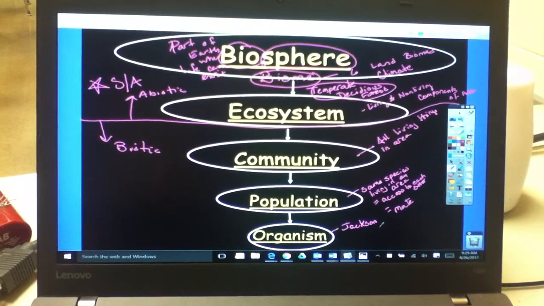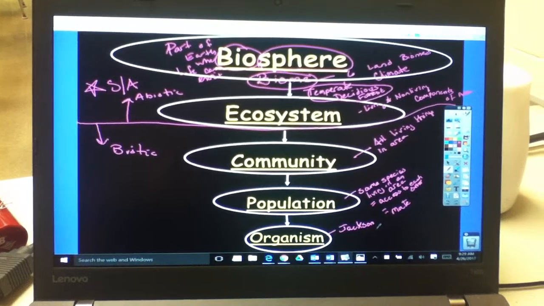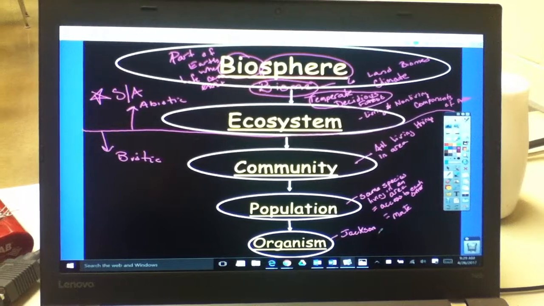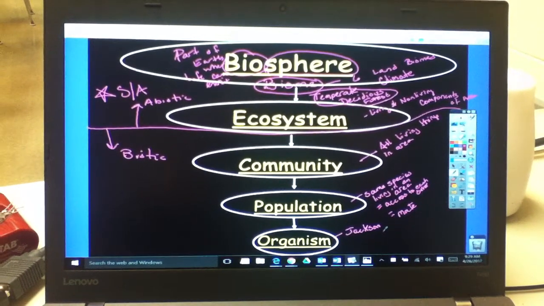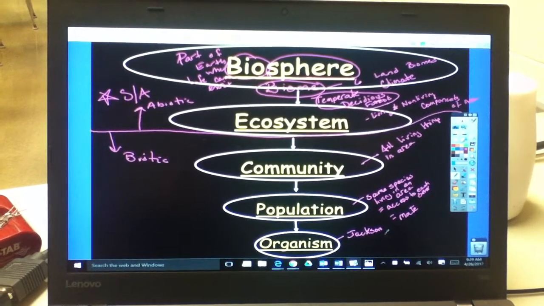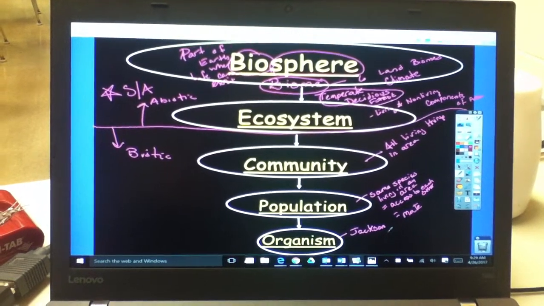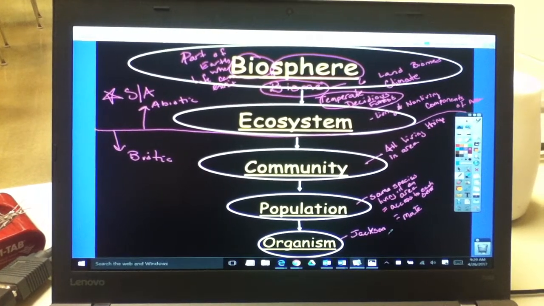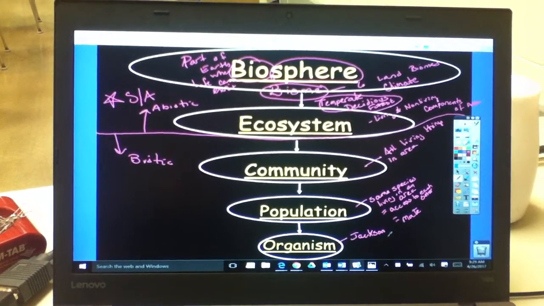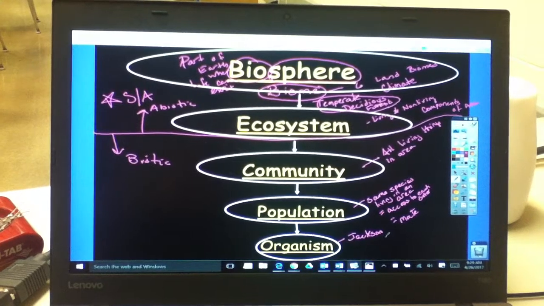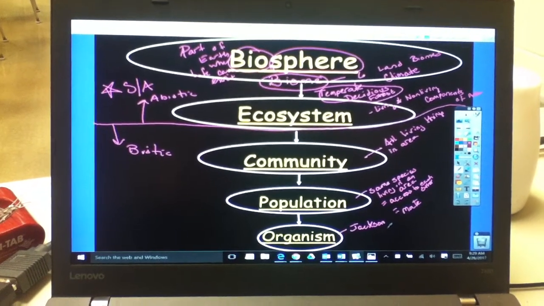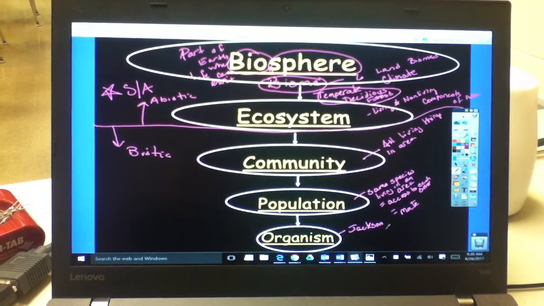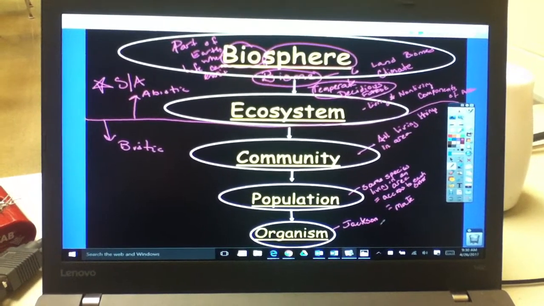Your biome is categorized by a specific climate. We live in the temperate deciduous forest biome, and there's 6 land biomes, all organized by their general climate. And then the biosphere is the part of Earth where life can exist. It's different from the stratosphere or the atmosphere. The biosphere is the part of Earth where life can exist. So those are our levels of organization, and this is definitely going to be a short answer question on your test.